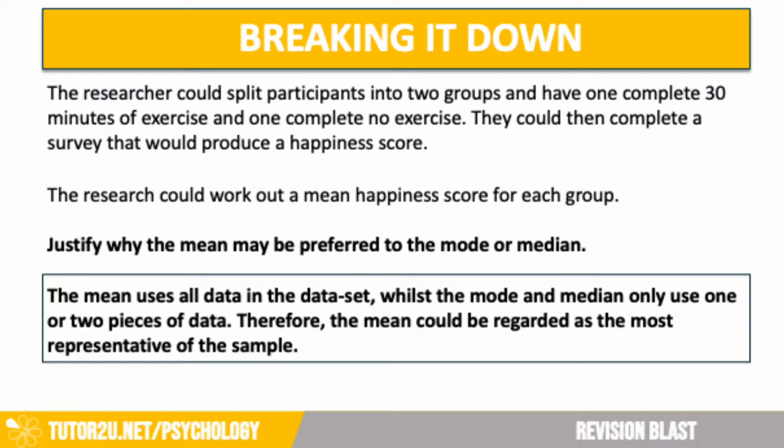Now, what students tend to do with an answer like this is they'll do the first sentence, but they won't go on to say, because the question's asking you to justify why the mean's more preferred than mode or median, that the mean, therefore, is regarded as the most representative of the sample in comparison to the other two. So it's really important to make sure you break that question down and understand what it means to justify.